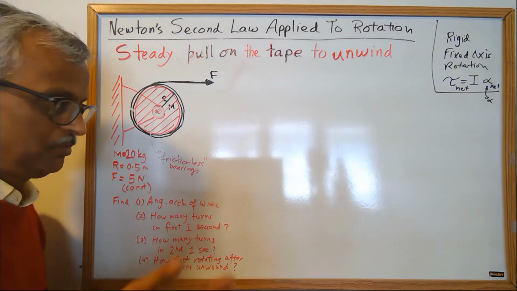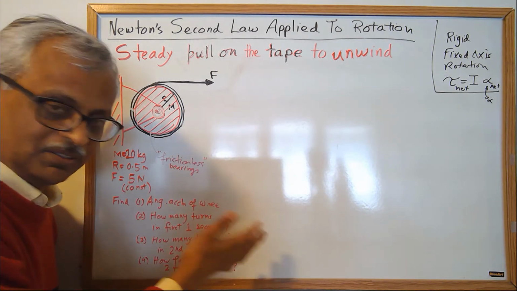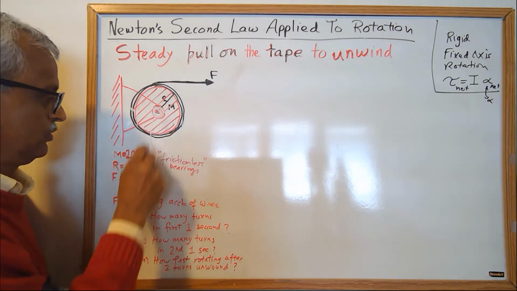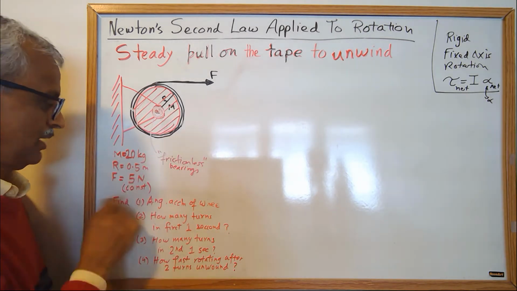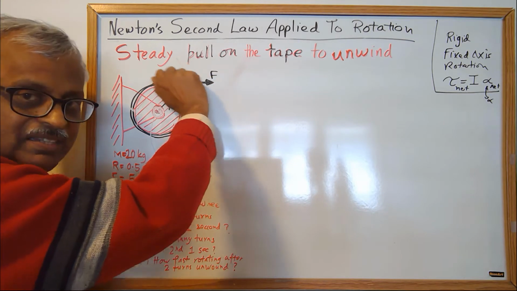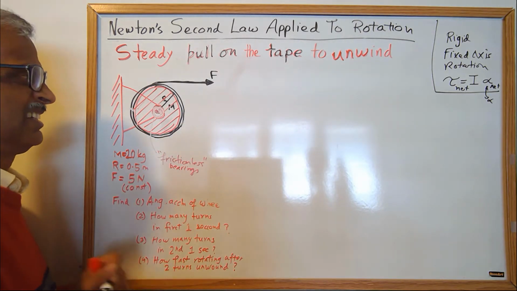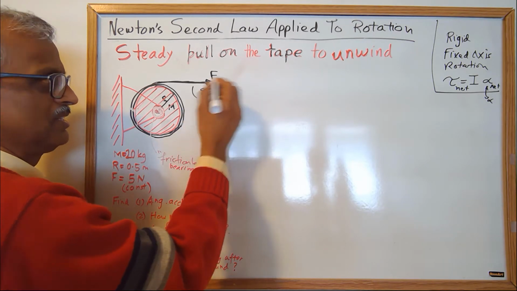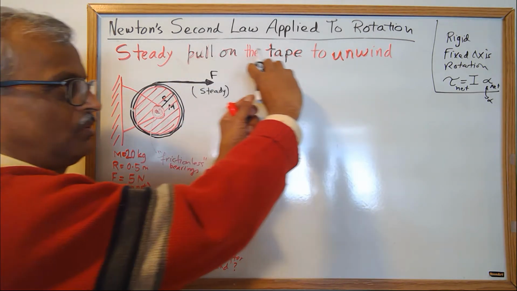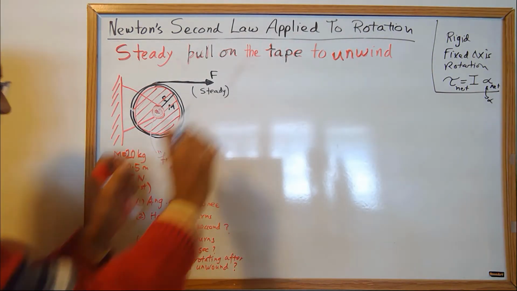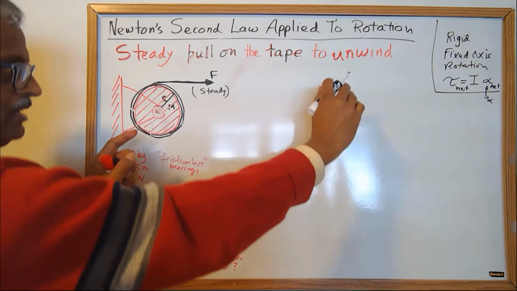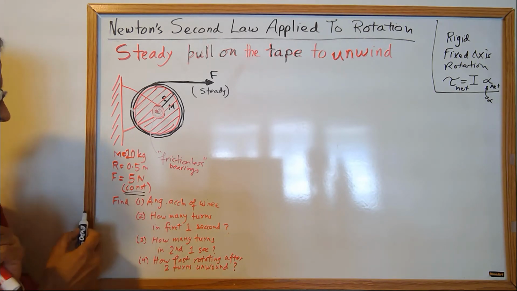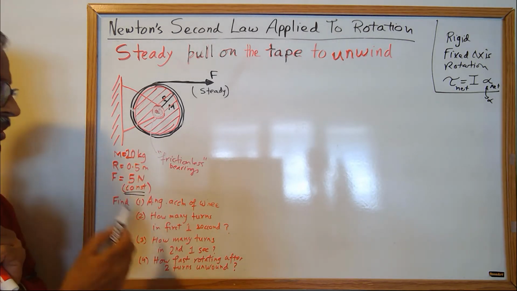I'm going to work this out non-numerically first, but later on we will say this thing is 20 kilogram, the radius is half a meter, and I pull steadily, so this is a steady force. That means constant. I'm going to apply 5 Newton as I pull, the same amount of force, and horizontally. So that's what constant means.